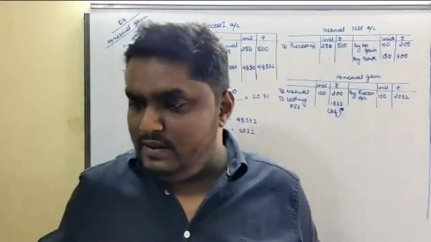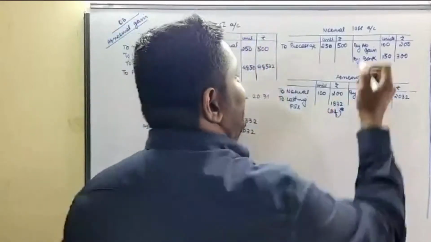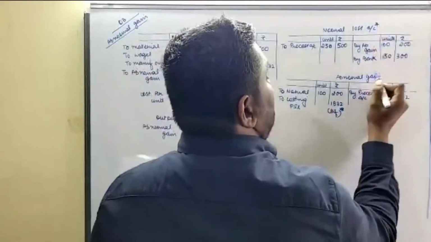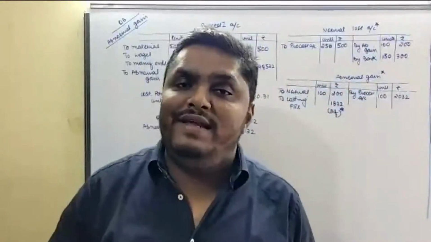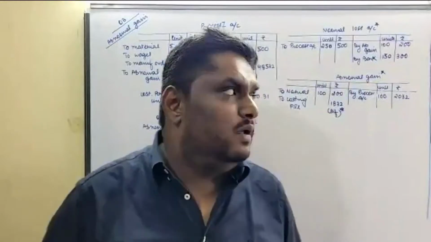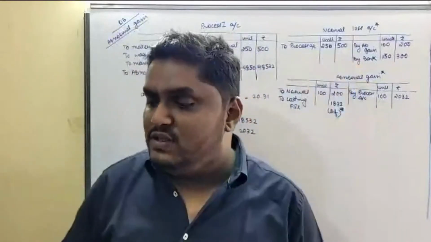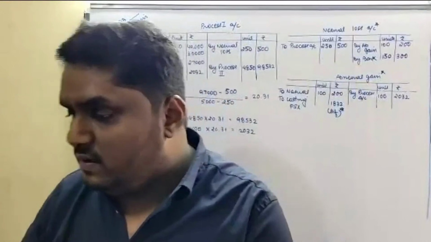So guys, this is a bit on the trickier side. That is normal loss account and abnormal gain account, when there is abnormal gain given in the question. So if you guys have any doubts in this part, you guys can please ask me.